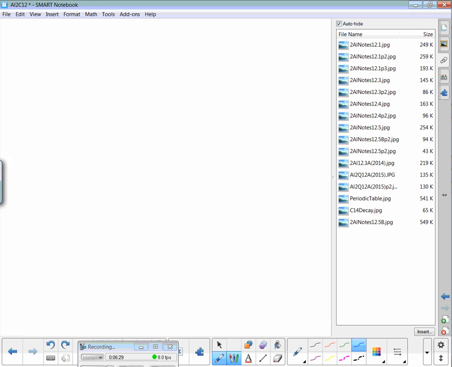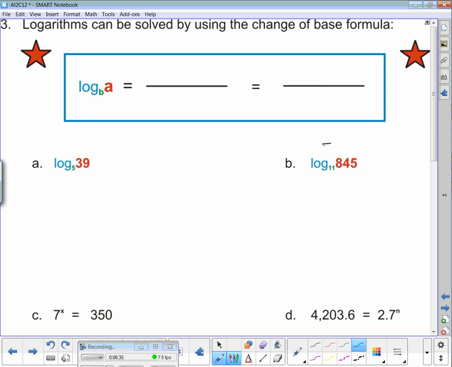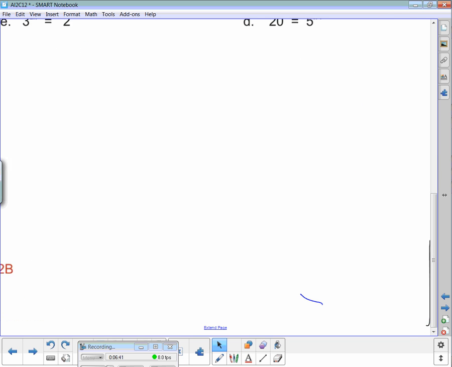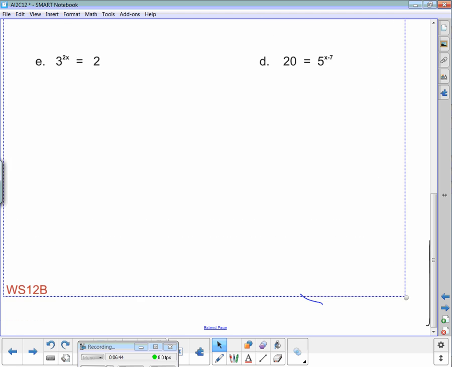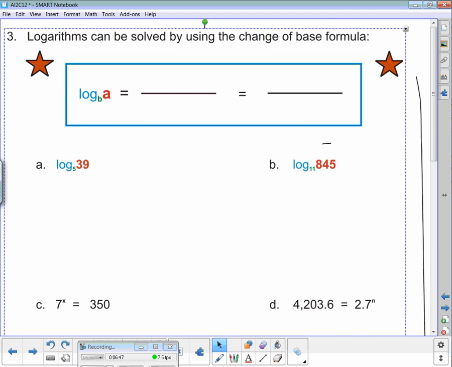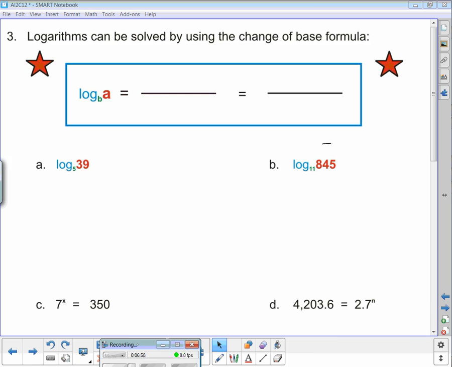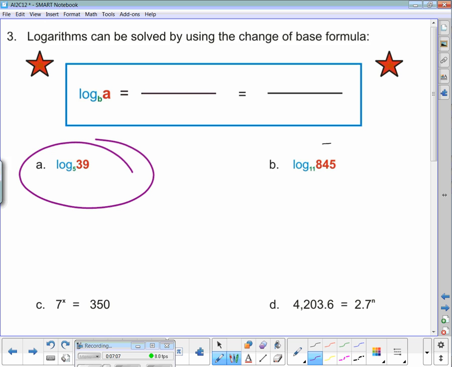Okay, what are we doing? 5B, page 2. Okay, big stars around logarithms. This is the formula that is the key formula. This is definitely something you should have memorized and should remember for the rest of your life. When you come across questions on the ACT or SAT, often they'll look just like that.